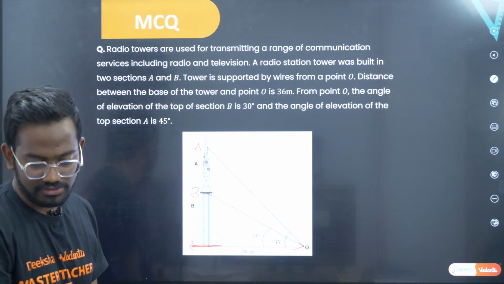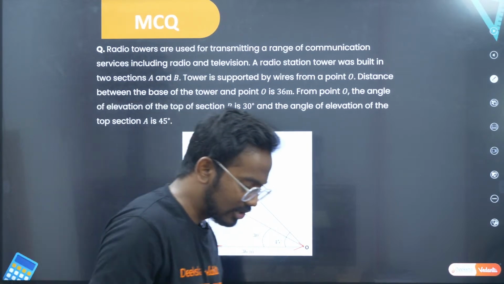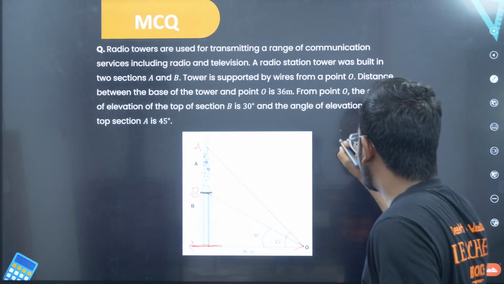Sir, I can't see the figure. Okay, I am trying to draw this. If you want, I can draw the figure once more here. Let's take the figure something like this.